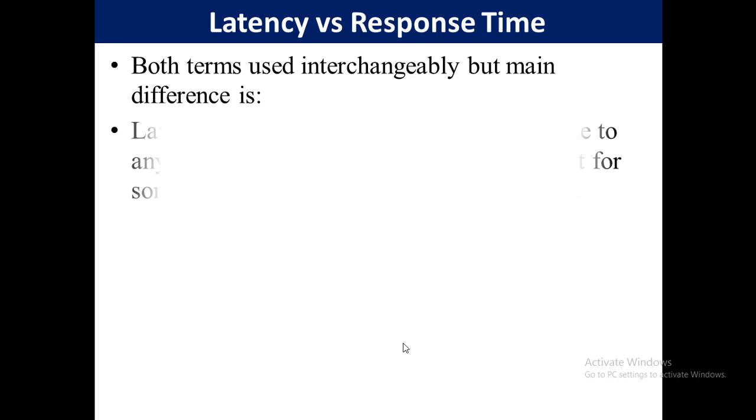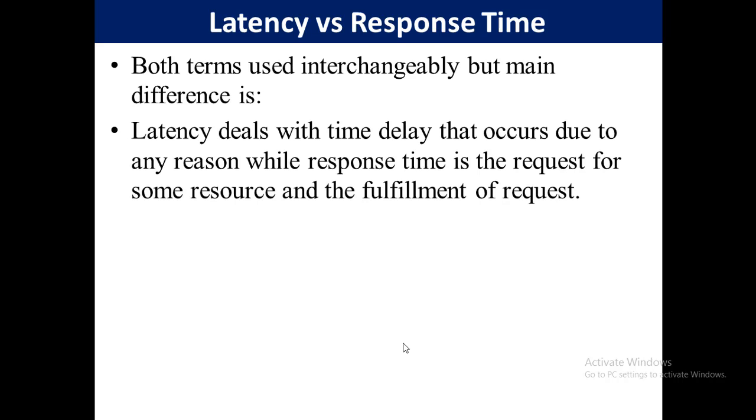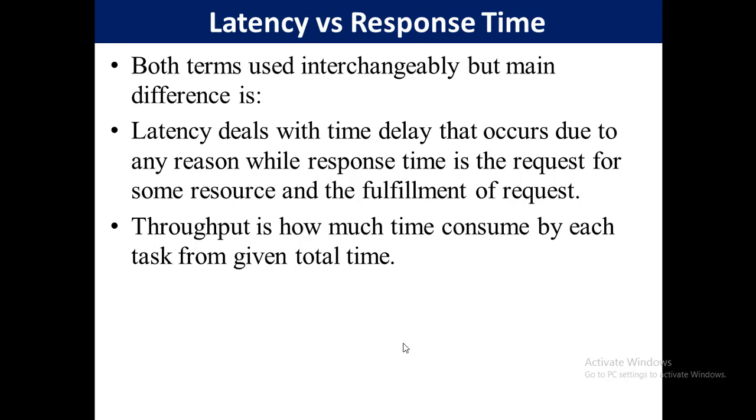So the main difference between latency, response time and throughput is that these terms are used interchangeably, but latency deals with the time delay that occurs due to any reason. So what is the time delay? It's the latency. While response time is the request for some resource and the fulfillment of the request, that is, how much time it takes to fulfill the request. This is the response time of the CPU. While throughput is how much time is consumed by each task from a given total time.